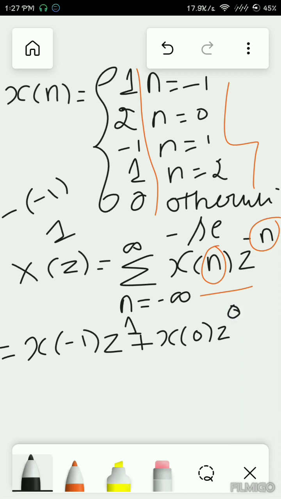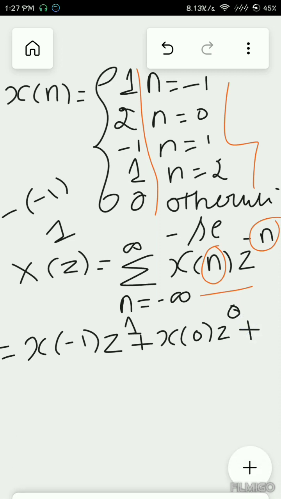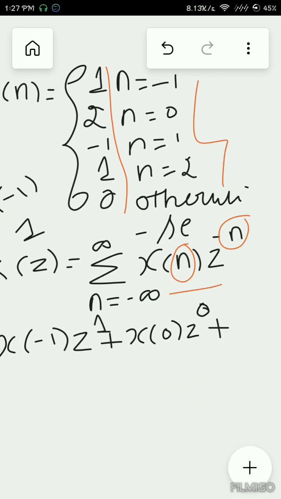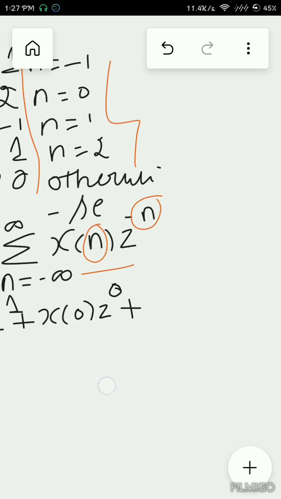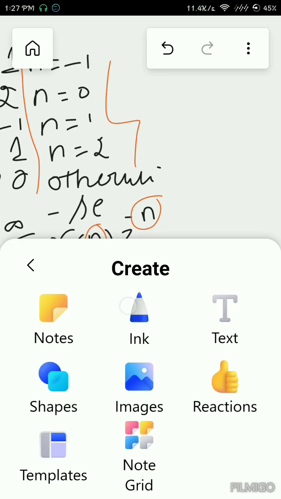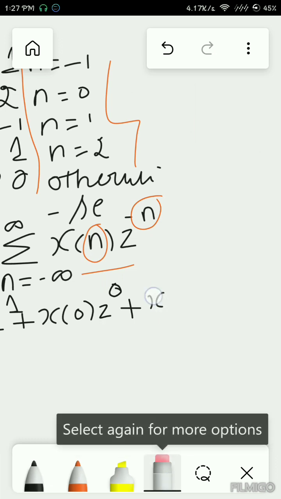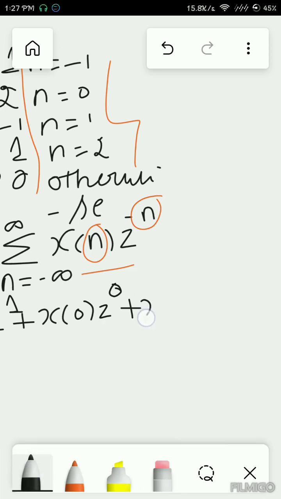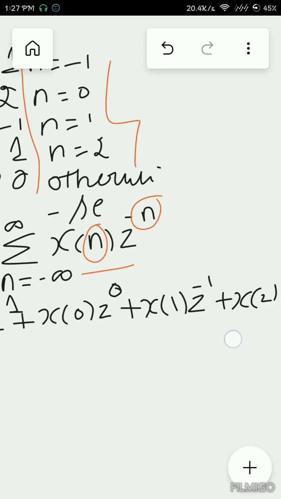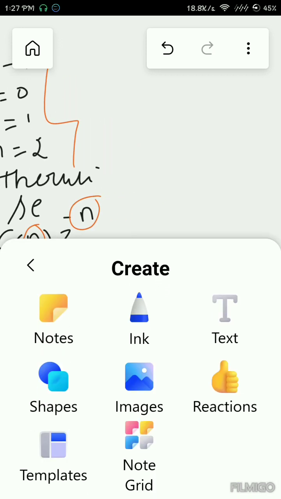That is what I can say, the 0, that is plus what? So that is plus, just a second, yes, that is plus what? That is plus, my third value was x of 1 into z to the power of minus 1 plus x of 2 into z to the power of minus 2, right? That is x of 2 into your z to the power of minus 2.